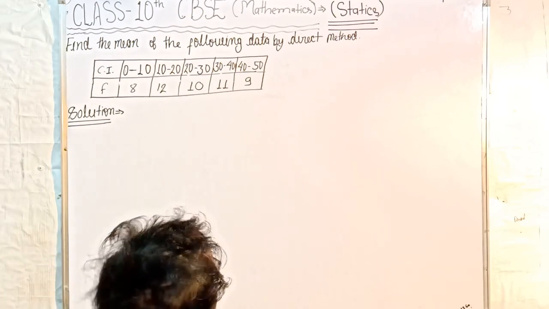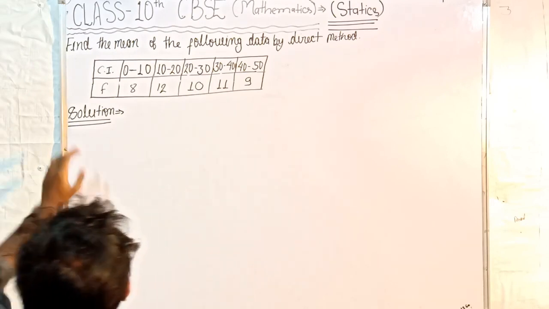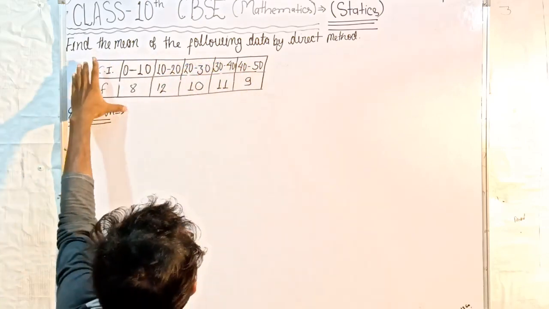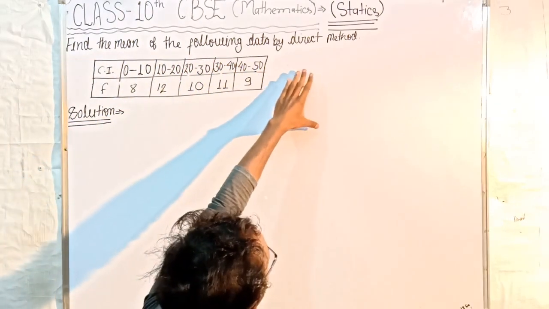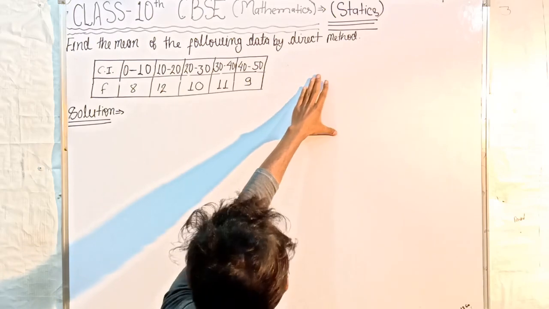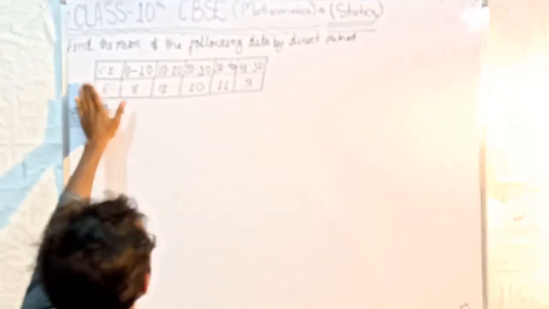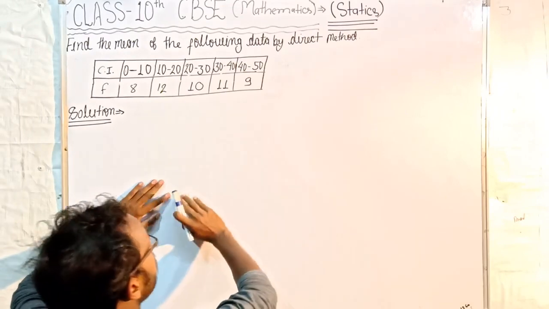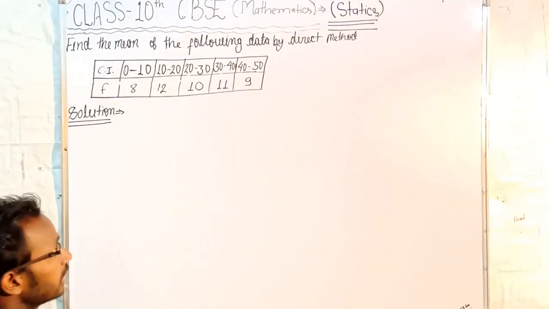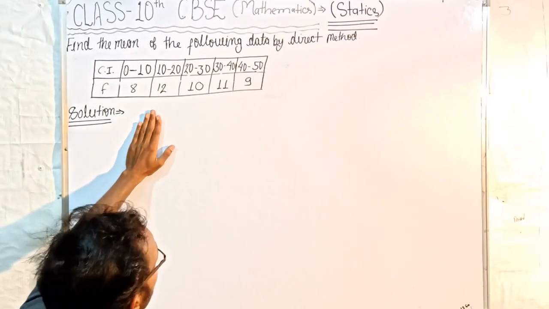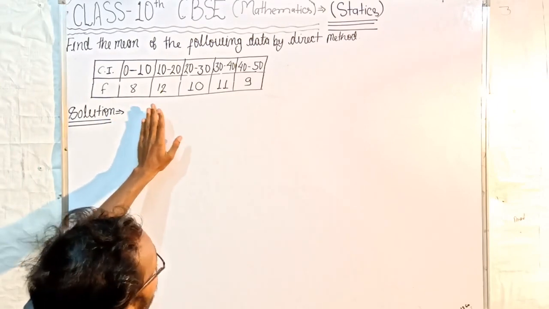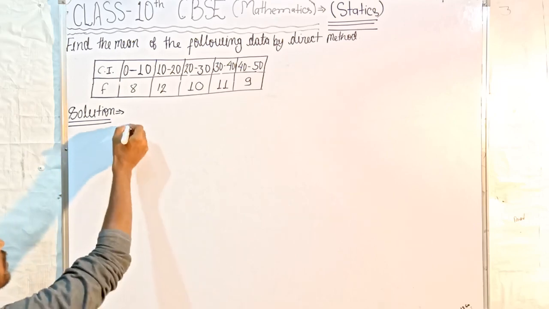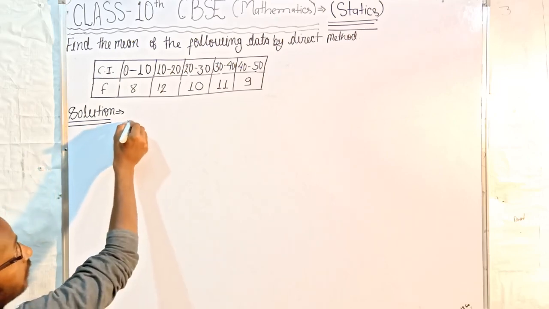Our first type of question is: find the mean of the following data. These are your data. Find it by the direct method. By using the direct method, we will have to solve this. Okay, I am finding the mean here. To find the mean of the given data, you will have to prepare another chart other than this question. Okay, see here how I am solving this.